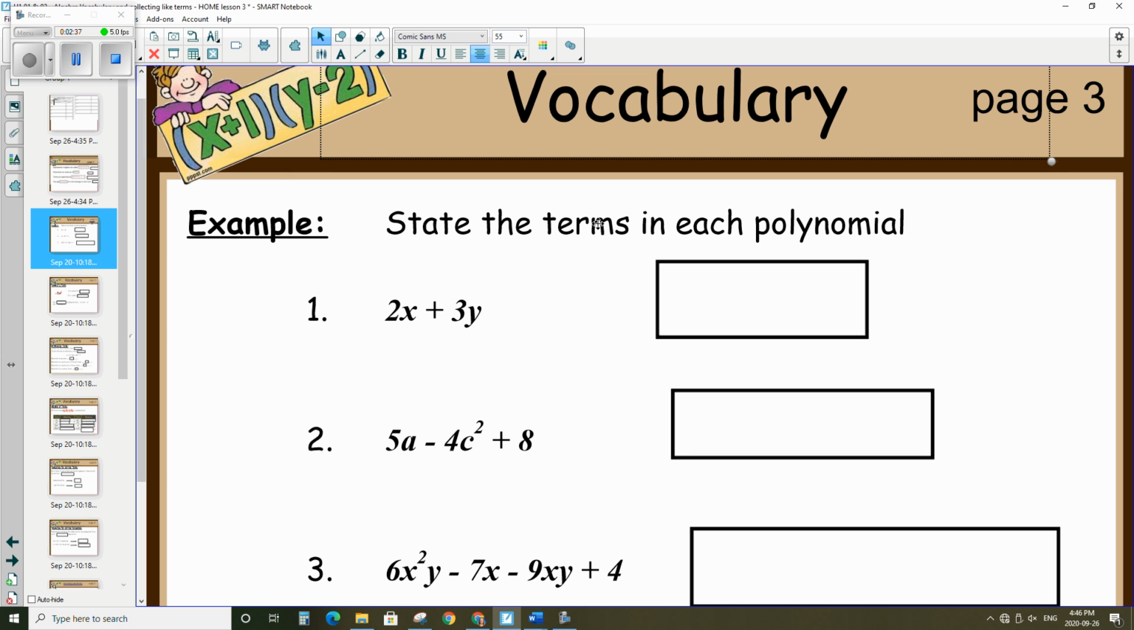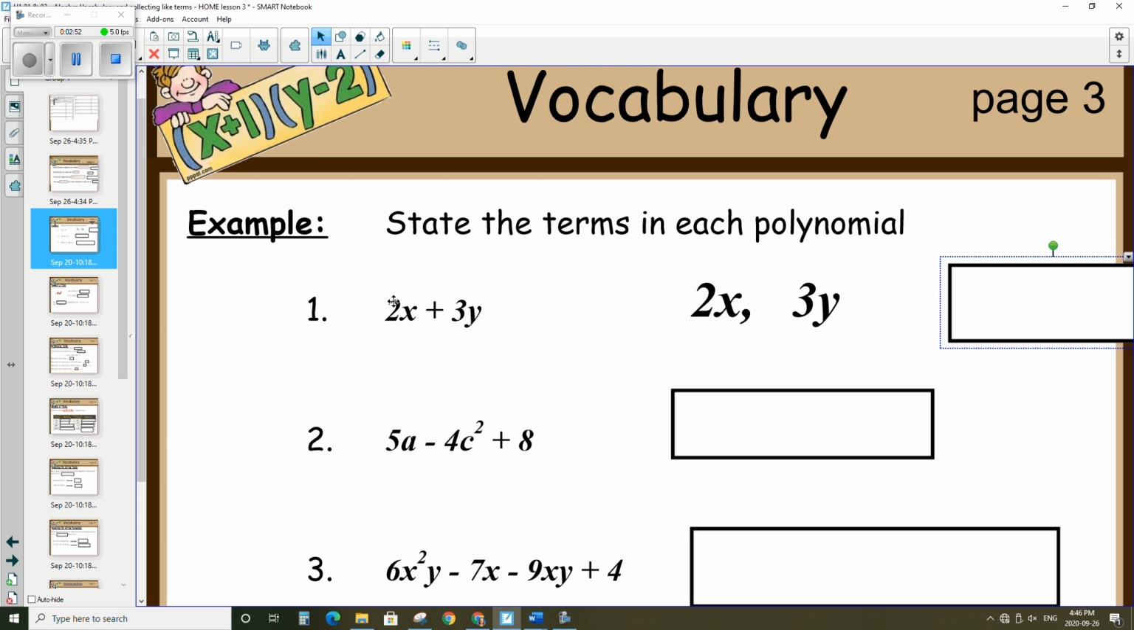State the terms in each polynomial. So these are different polynomials, and the terms we said on the previous slide are separated by pluses and minuses. So there's a plus here, which means this would be one term and this would be a second term. So there are 2 terms here, and they're both positive. The 2x doesn't have a sign in front of it, which means it's positive 2x, and the 3y has a plus in front of it, so that one's also positive.